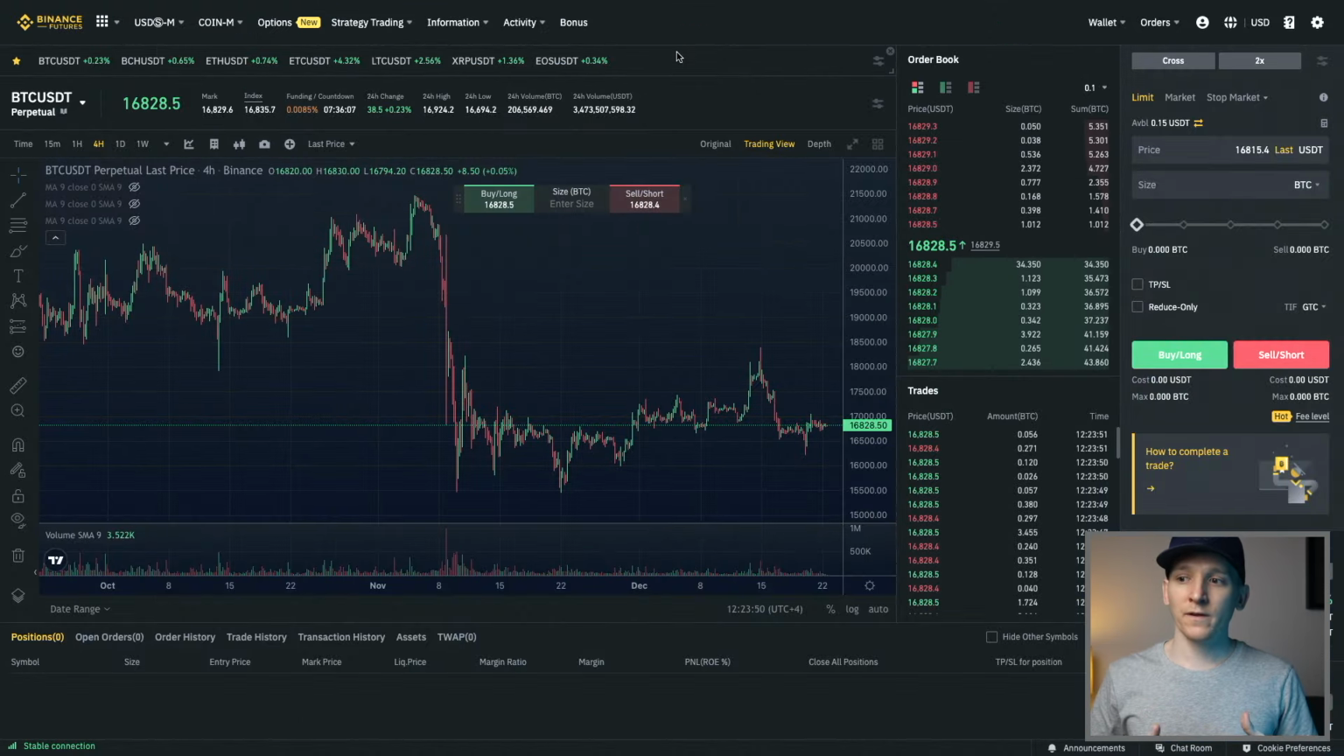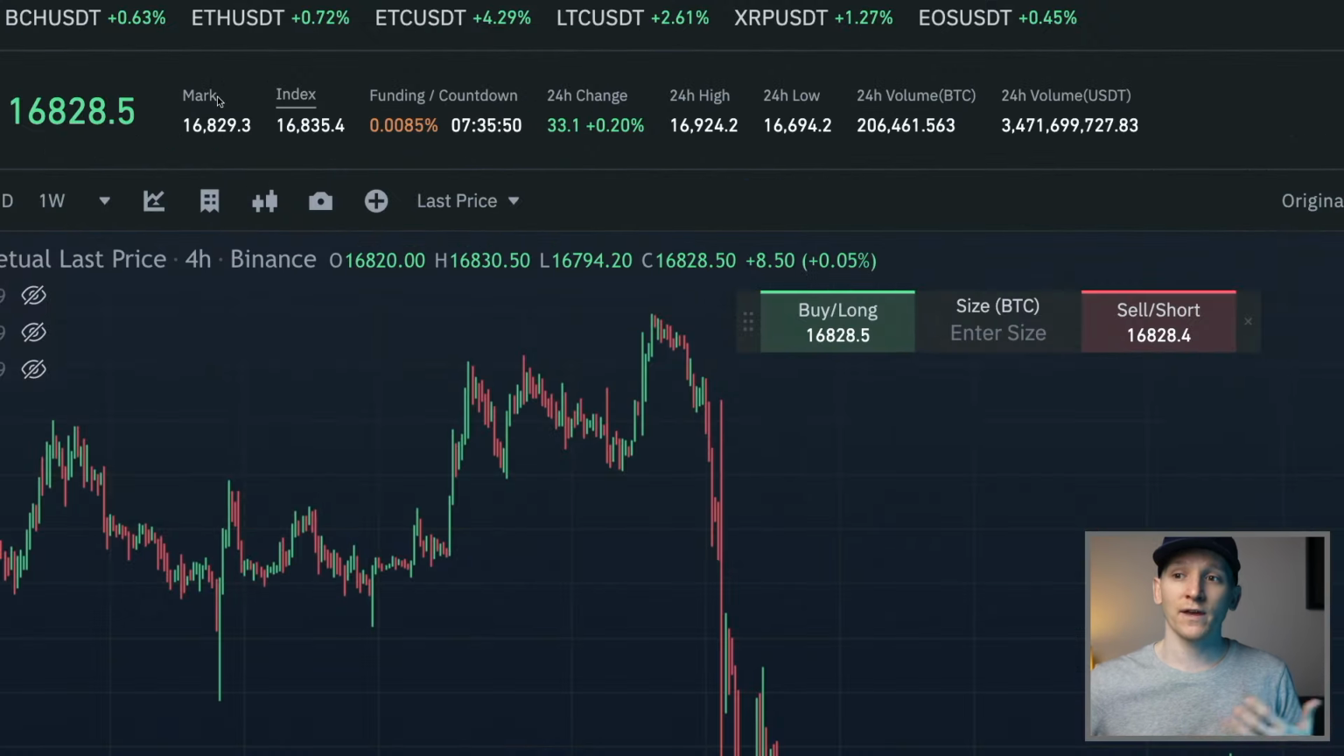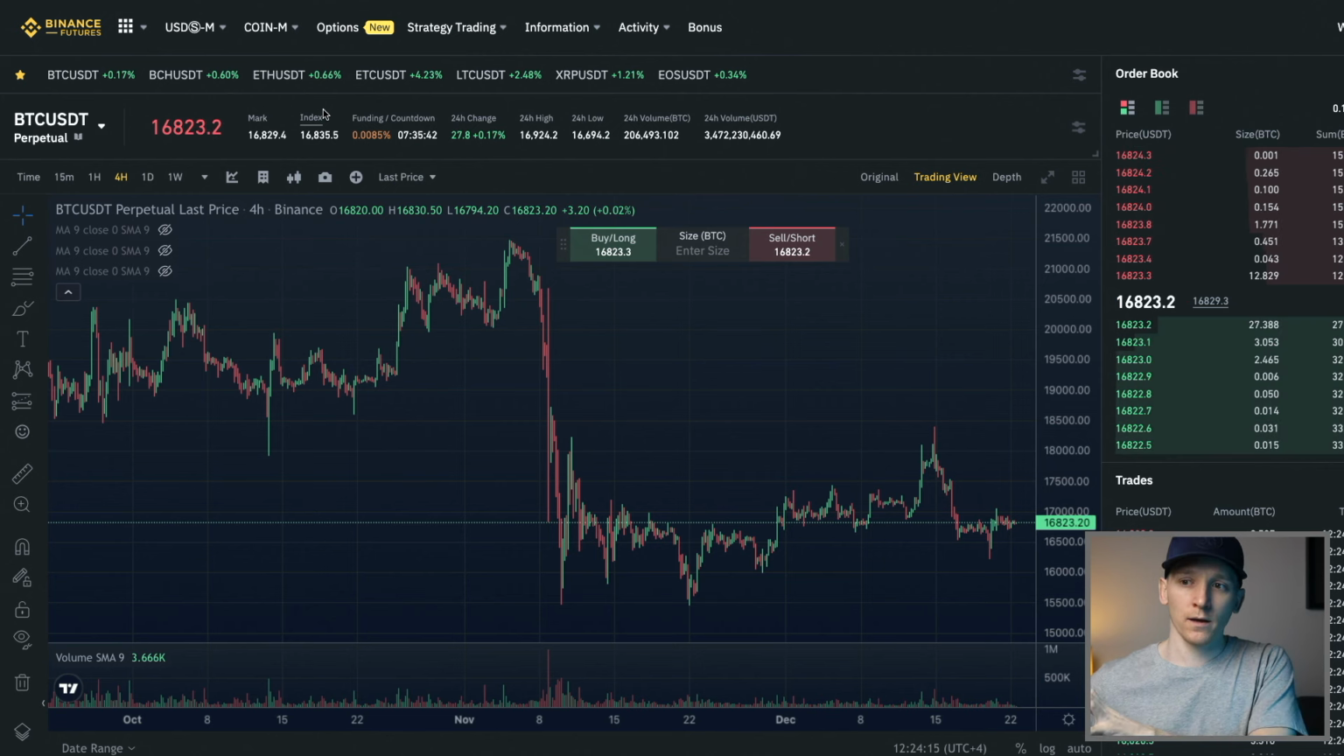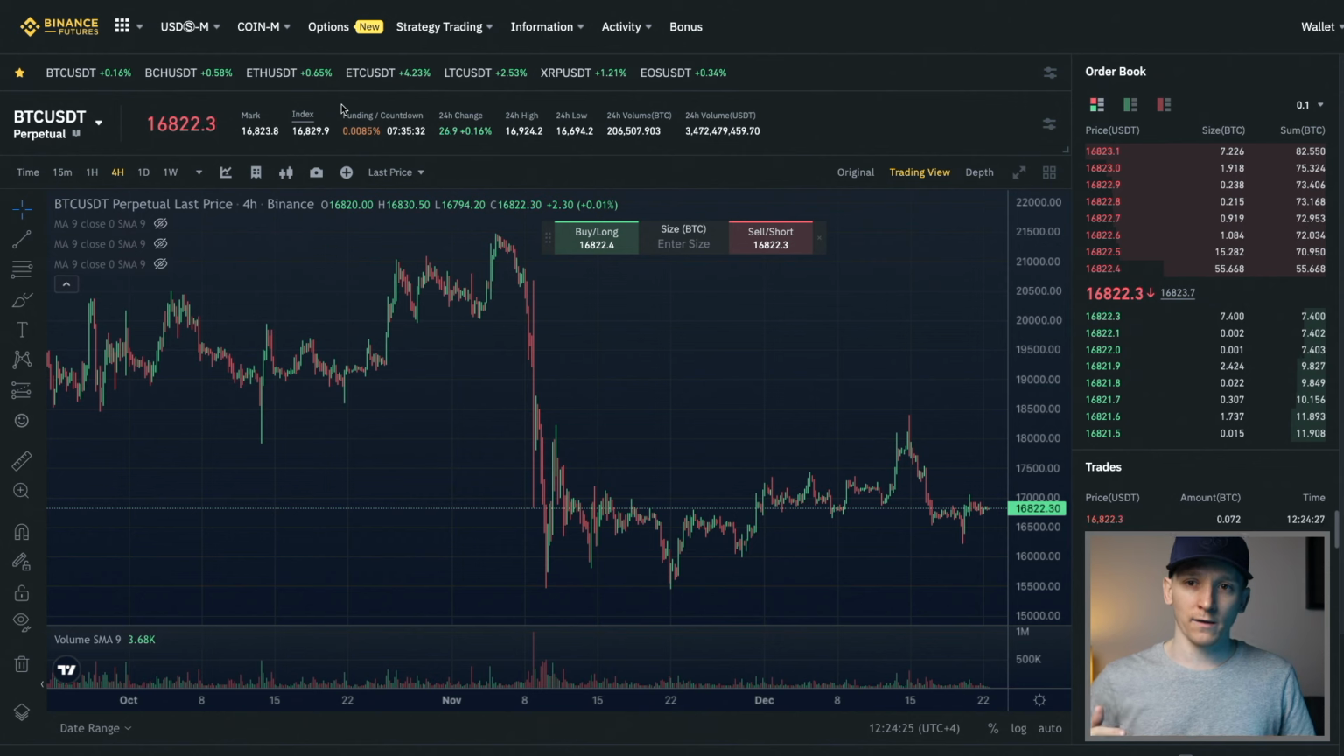Because of discrepancies between supply and demand in the futures market versus the spot market, there may be discrepancies in the futures price versus the underlying that it's tracking, which in this case is Bitcoin, as you can see on the left hand side. So what perpetual futures do is they have this thing called a funding rate. What that essentially tries to do is to coerce the market into going a certain way to make sure that the futures price comes back in line with the spot price. And so it's either positive or negative, right?